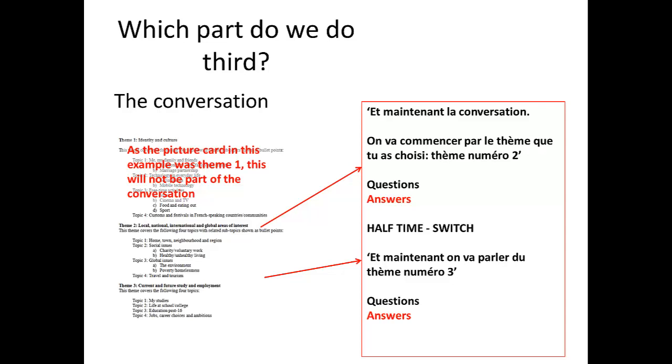The teacher has the conversation on 2 topics, and they will start with the one that you nominated. Et maintenant, la conversation, on va commencer par le thème que tu as choisi, which you've chosen, thème numéro 2, for example. They'll ask questions, and you'll answer. Then halfway through, there'll be a switch to the other conversation theme. And again, the teacher will announce that. Et maintenant, on va parler du thème numéro 3, for example. They ask you questions, and you do answers.